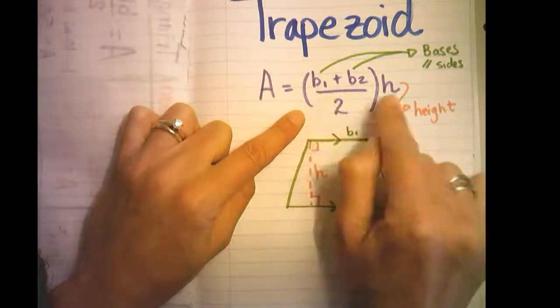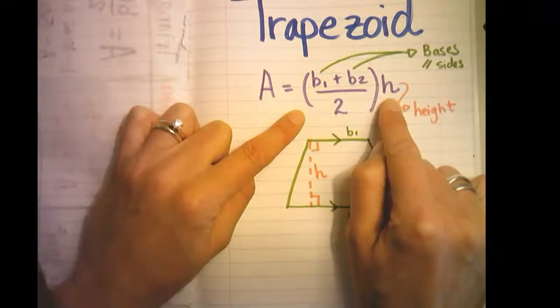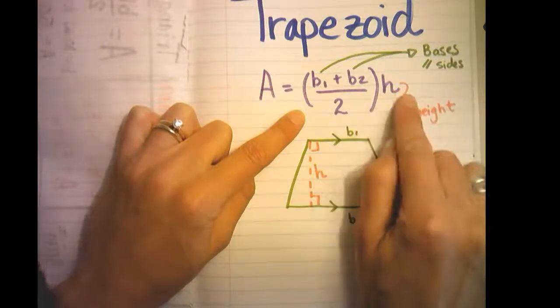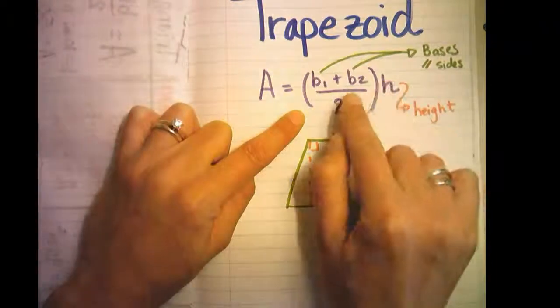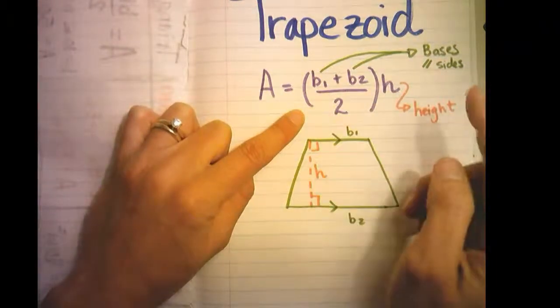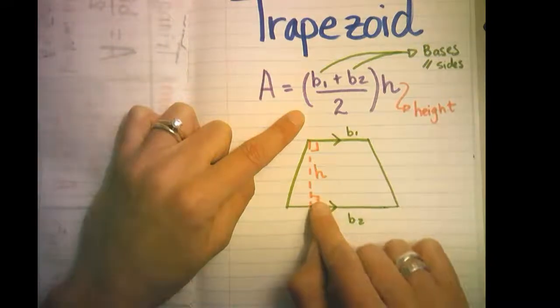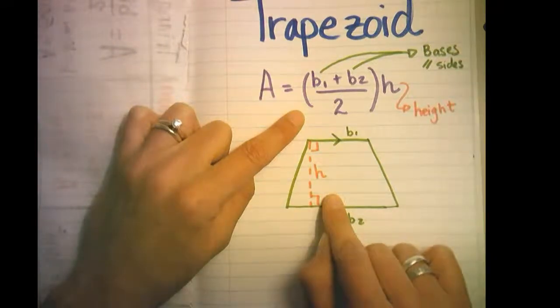When you take a base times a height, what formula does that sound like? Base times height? The area. Yeah, that's the area of what? Rectangle. Good job. So really, this is just base times height, which is the area of a rectangle. That means you must be able to make a rectangle out of a trapezoid.